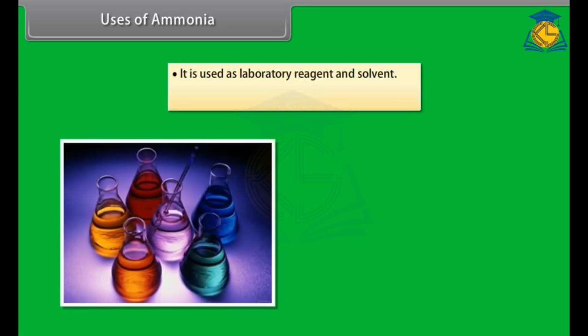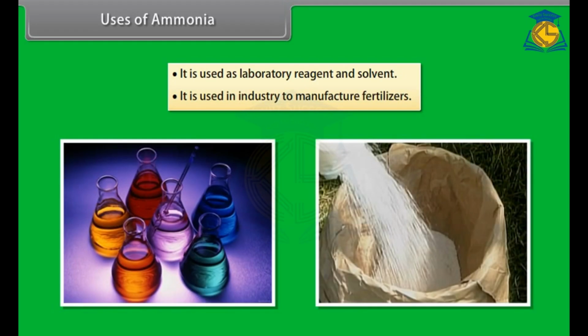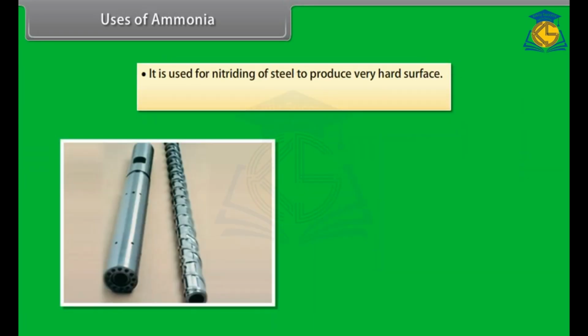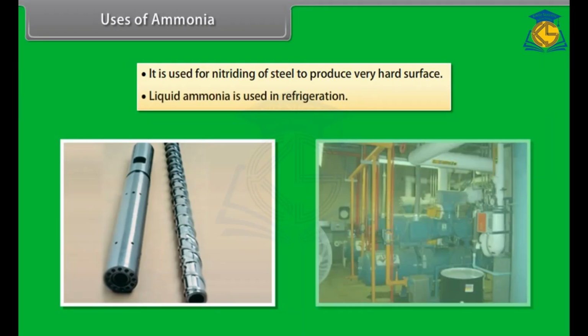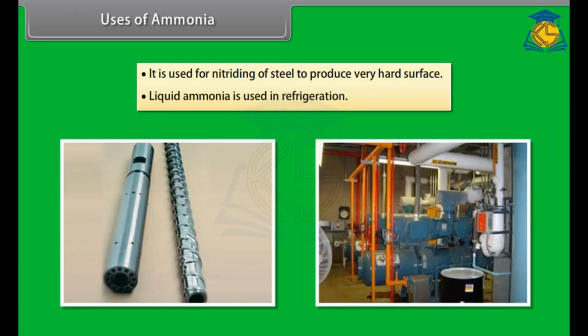Uses of ammonia. The important uses of ammonia are the following. It is used as laboratory reagent and solvent. It is used in industry to manufacture fertilizers. It is used for nitriding of steel to produce very hard surface. Liquid ammonia is used in refrigeration.